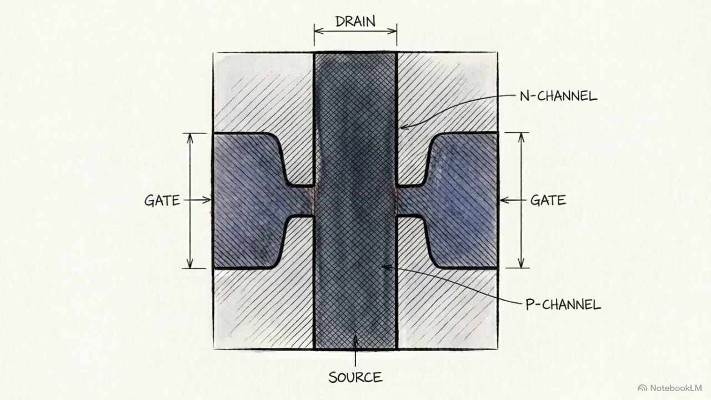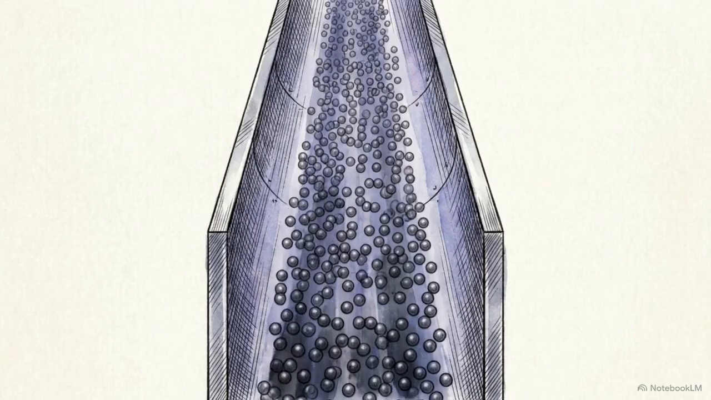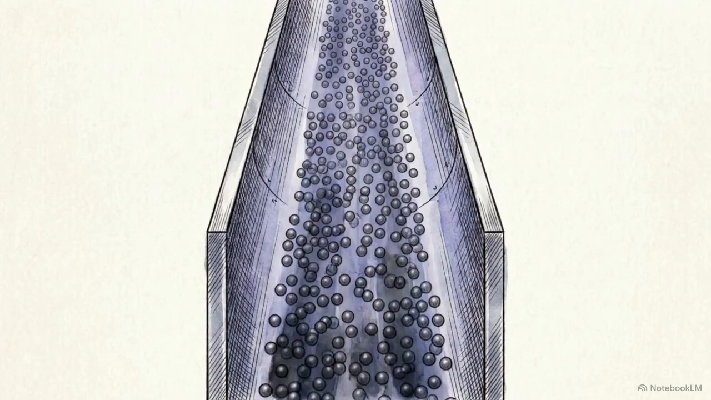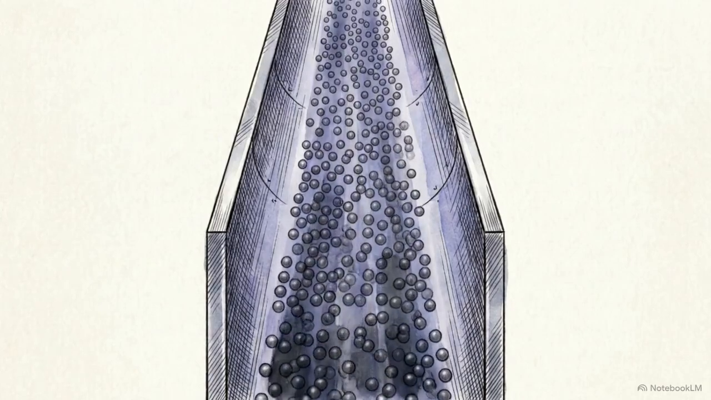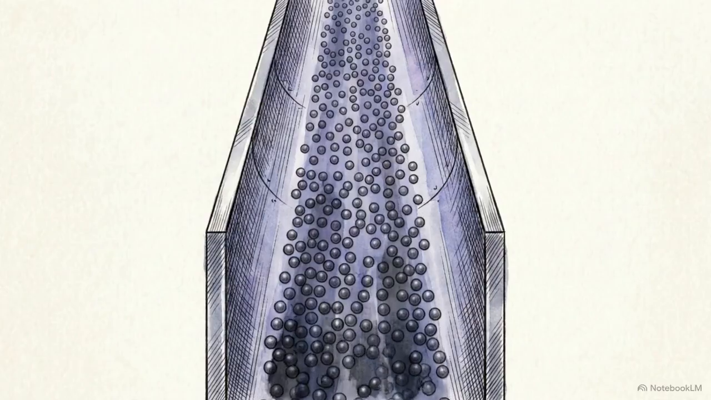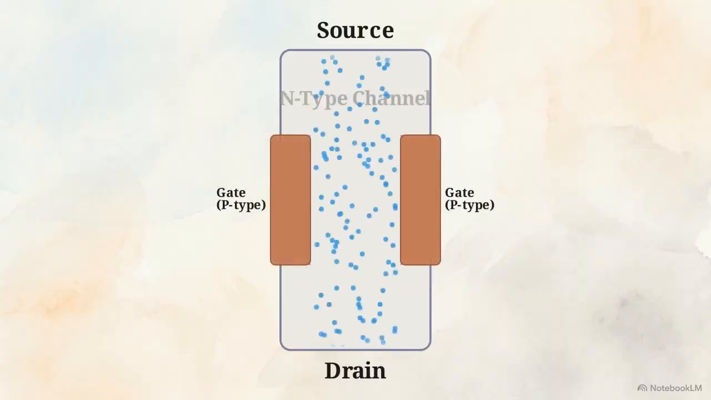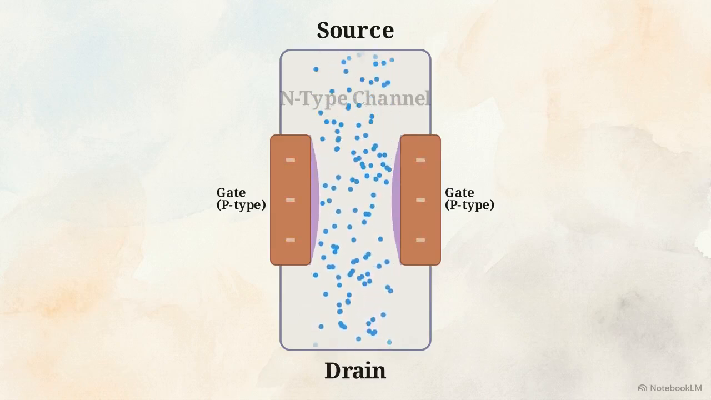The engineering alternative to this thermal trap is the junction field effect transistor, or JFET. Unlike the bipolar transistor, the JFET is unipolar. It relies strictly on majority charge carriers moving through a single continuous channel. An N-type silicon block forms a channel between source and drain, with P-type gate regions on either side.